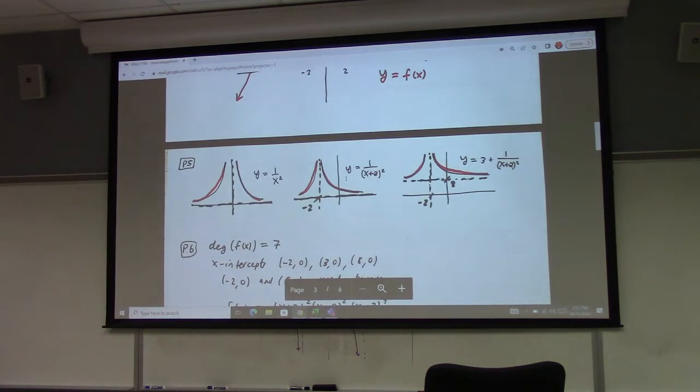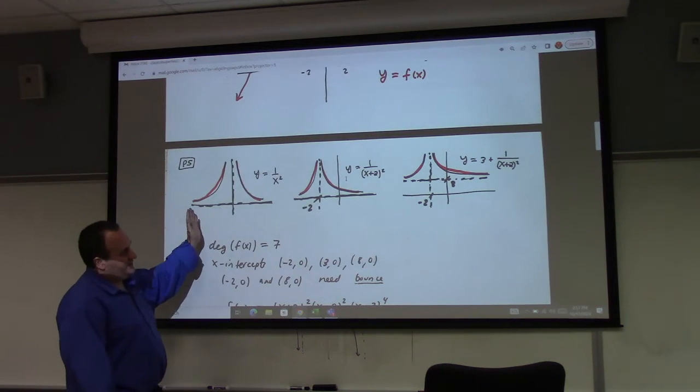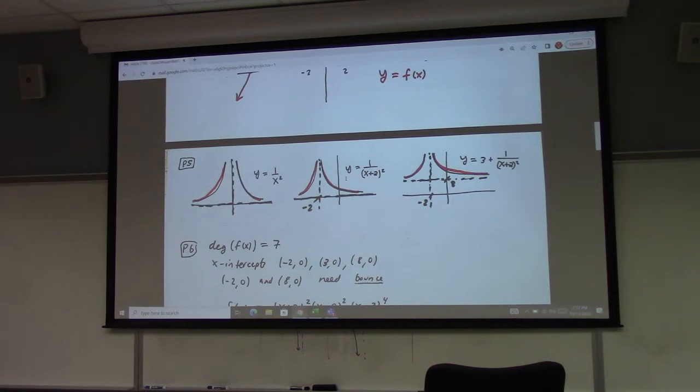Problem 5 is over here. Yeah, I think that's good. So we can just transform, shift over 2, up 3, like that. Problem 6.